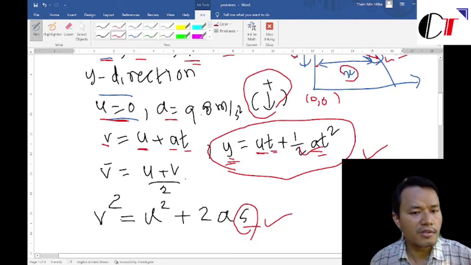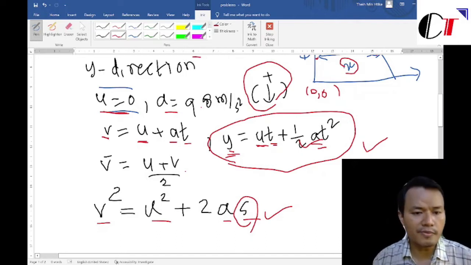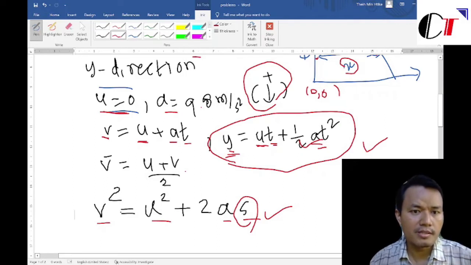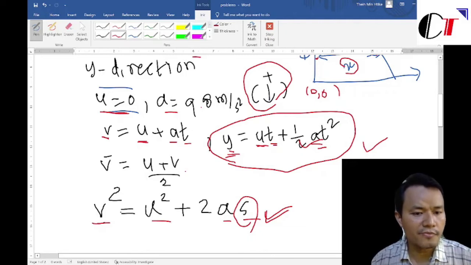And if you know the velocity, we can also find the average velocity, which is just u plus v by 2. And of course, if you know the initial velocity and the acceleration, the distance traveled in the y direction can also be found by v squared is equal to u squared plus 2as. The vertical component of the displacement can also be found by this equation. But in order to use it, you need to find the final velocity v first. The final velocity can be found by the previous equation.